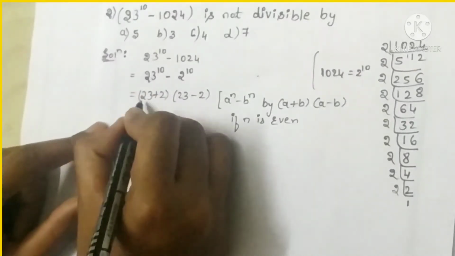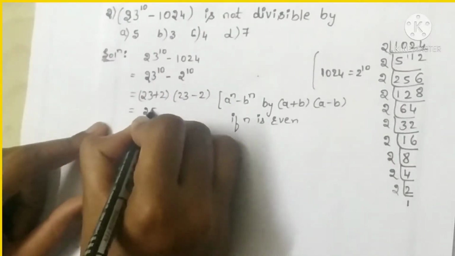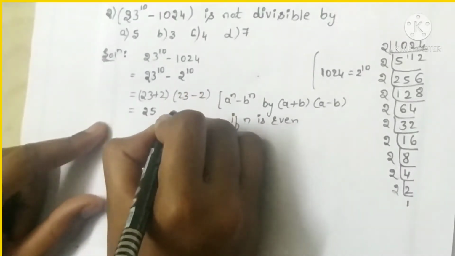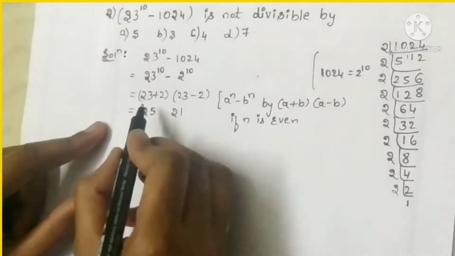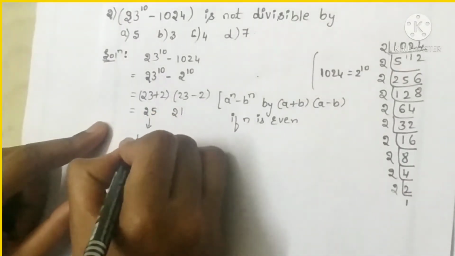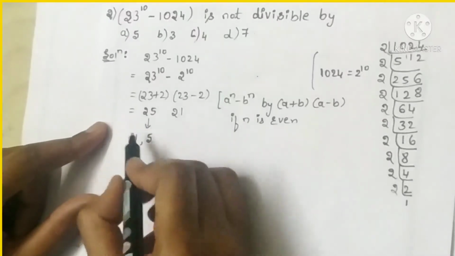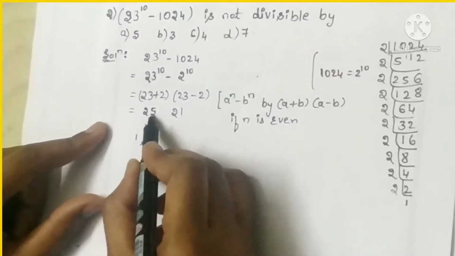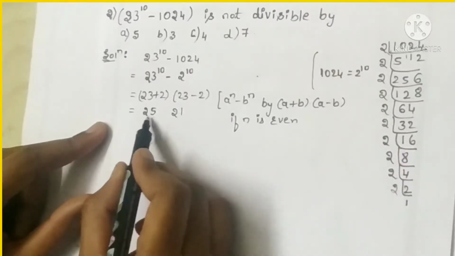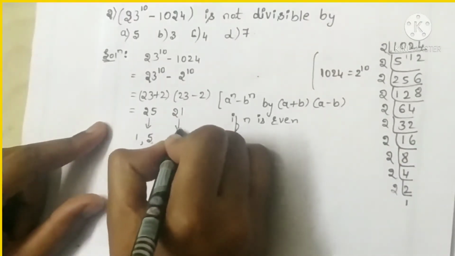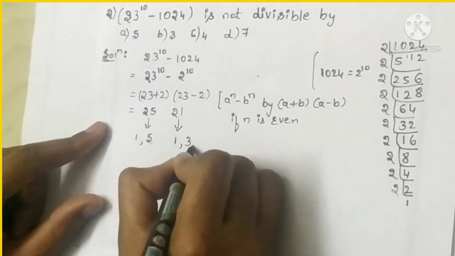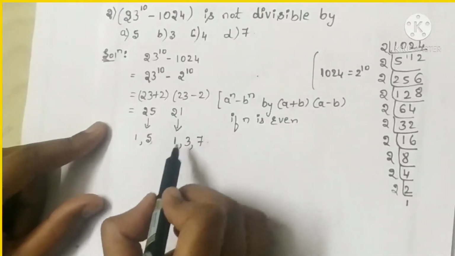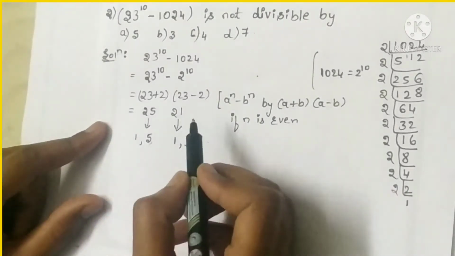When I add, 23 plus 2 is 25. Here, 23 minus 2 is 21. Now we have to find the factors of 25 and 21. The factors of 25 are 1 and 5, because 1 into 25 is 25, and 5 5s are 25. So 1 and 5 are the factors of 25. Now we have to find the factors of 21. The factors of 21 are 1, 3, 7. These three are the factors of 21.